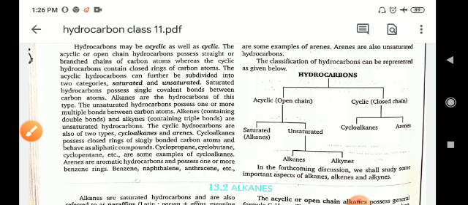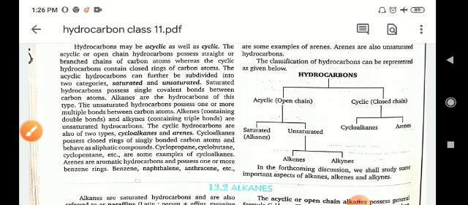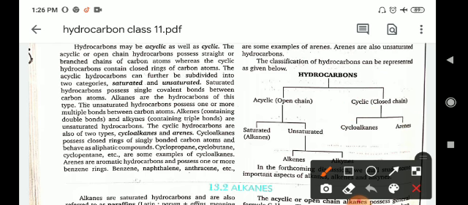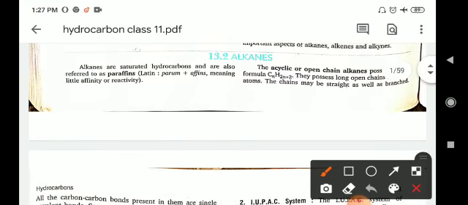In cyclic, closed chain hydrocarbons, there are two types of compounds known, cycloalkanes and arenes. In cycloalkanes the hydrocarbon is present in cyclic form, but in arenes the hydrocarbon is present in cyclic form with alternate double and single bonds, meaning an aromatic system. Okay, so now firstly we will discuss the alkanes.